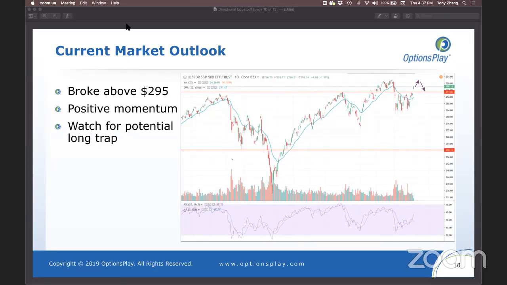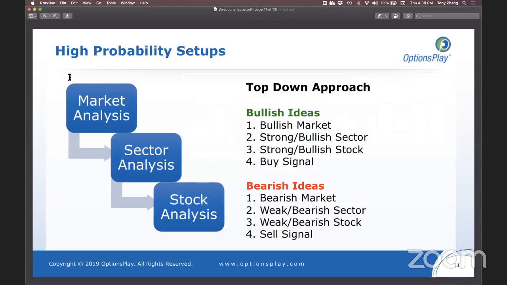If we get that kind of double top move here, that might be an indication of more of a bearish trade. So if the S&P breaks below 295 again, then we would maybe have another bearish outlook on the market. So bearish could mean a fairly short-term bearish outlook. It doesn't have to be a long-term bearish outlook, but when we have that bearish outlook, what we then want to do is scan for weak sectors, weak and bearish sectors, and then scan for weak and bearish stocks within those weak and bearish sectors.